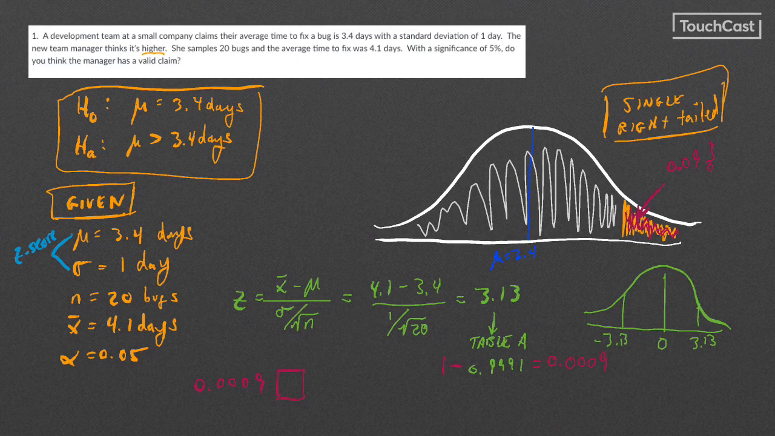0.0009 is what? Is it less than, greater than, or equal to 0.05? And the answer you should get is it's much, much less than 0.05. And because of this, we reject our null hypothesis. In other words, yes, it is a valid claim to say that there is enough evidence to make the claim that the average time it takes to fix a bug is higher than 3.4 days. That's what that means.